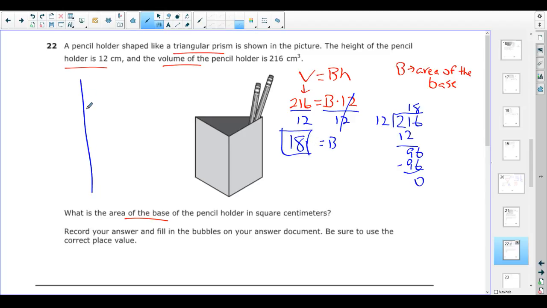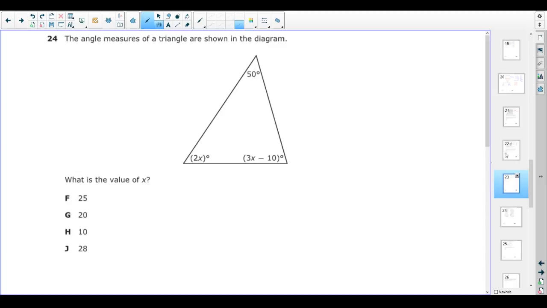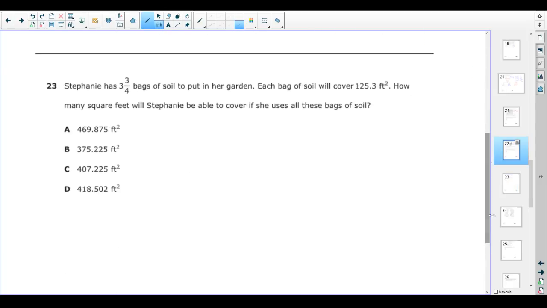And then when you bubble that in, here's your decimal place. The 18 had to be on the left-hand side. You didn't need anything on the right-hand side. All you needed was a 1 and an 8. Okay. Let's see. Oh, that was another question. Alright, Stephanie has 3 3/4 bags of mulch to put in her garden. Each bag will cover 120 feet. How many square feet will she be able to cover if she uses all these bags?